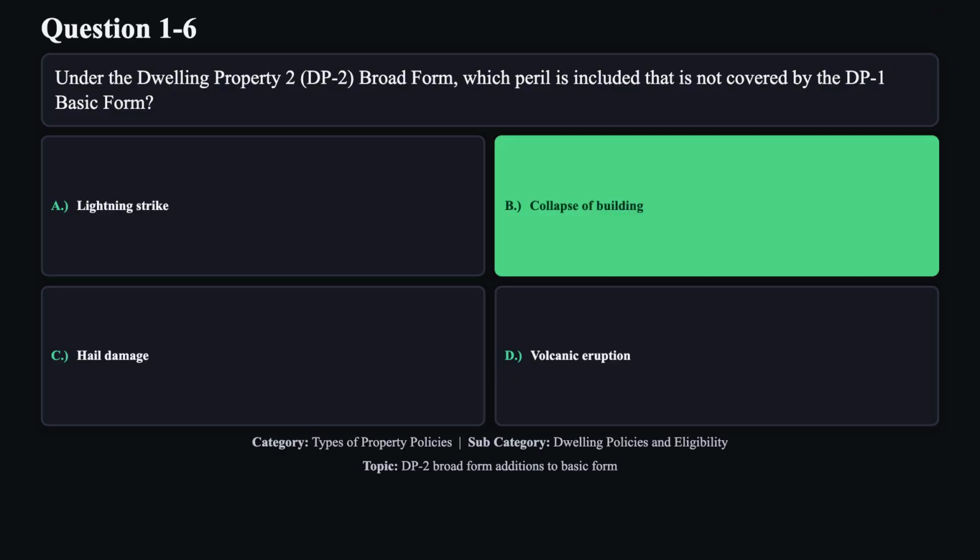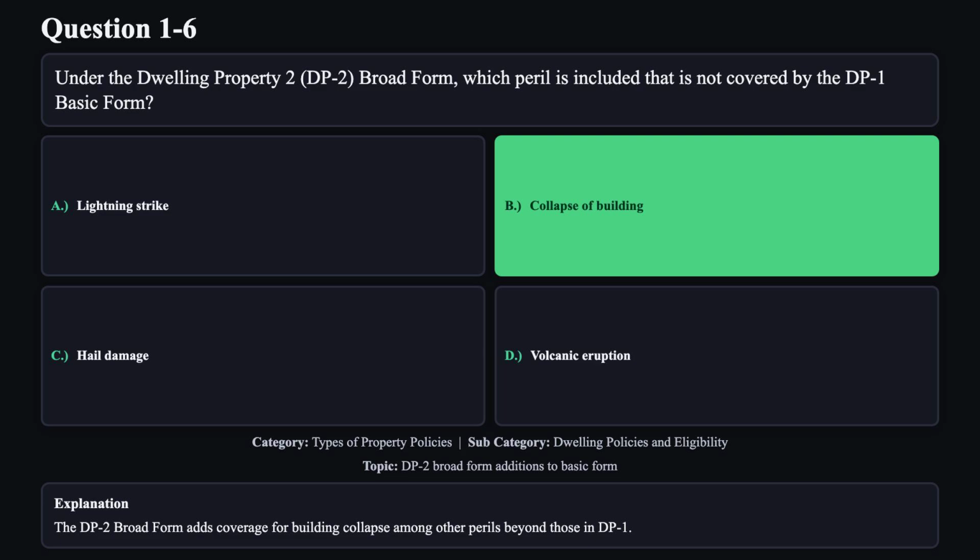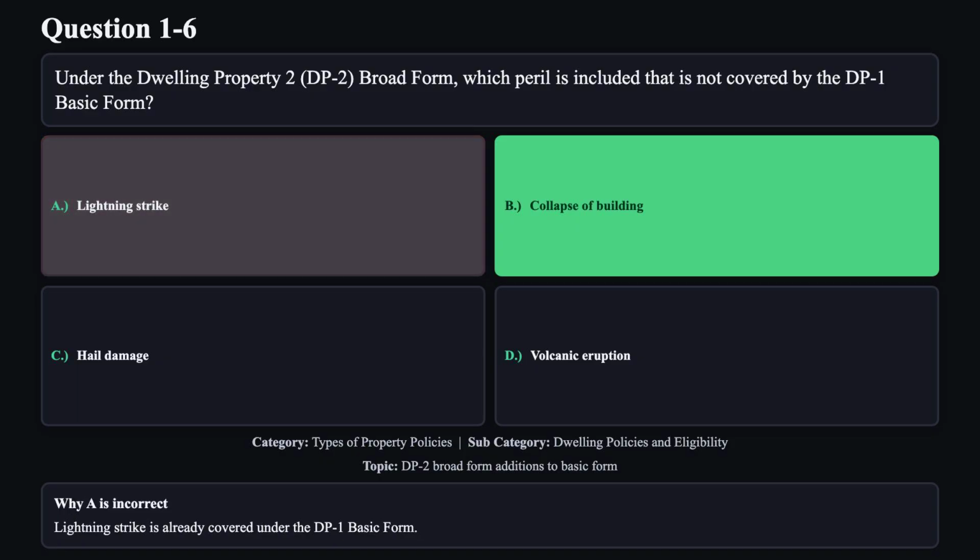The correct answer is B. The DP2 broad form adds coverage for building collapse among other perils beyond those in DP1. Reason A is not correct. Lightning strike is already covered under the DP1 basic form.